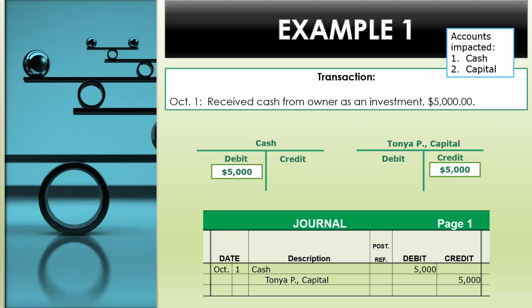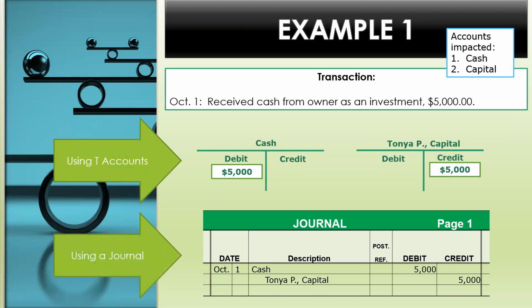So here we have the journal entry. October 1, we enter the date first. Then we have cash, debit, 5,000. On the very next row, don't skip a row, we have Tanya P, capital. And then we move over to the credit column and enter $5,000. Make sure you always record your debit first.